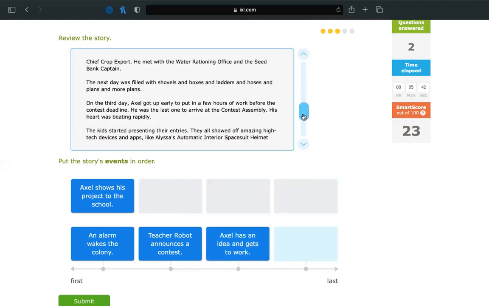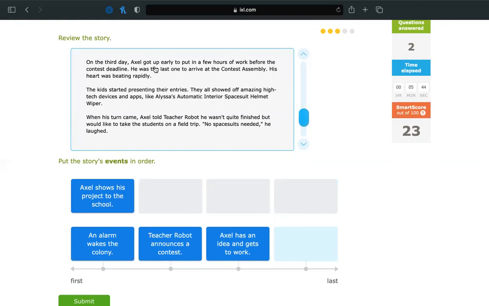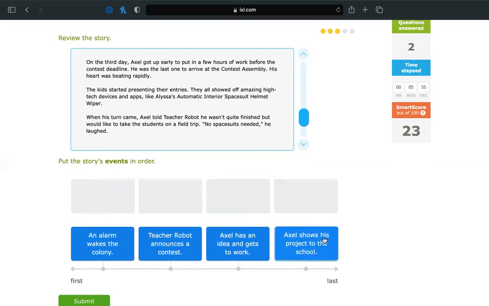And then if we scroll down again, he's completing his idea and then he shows up to the contest assembly and he wants to show off his project where there's no space that's needed. So this is going to be the last one.